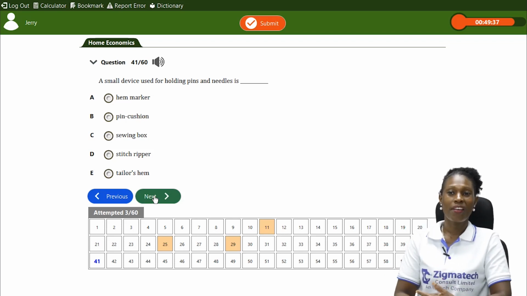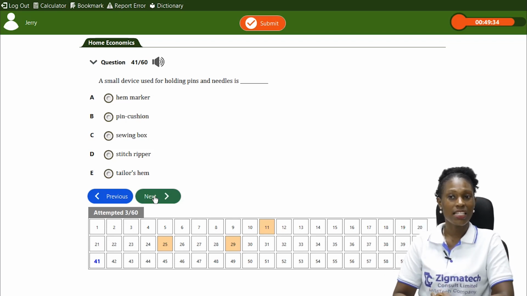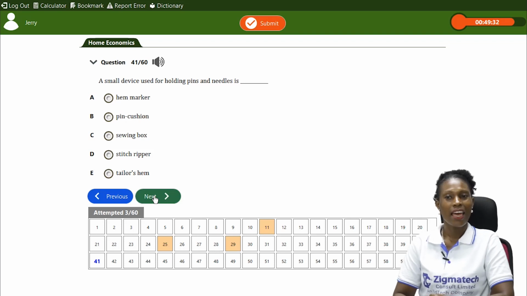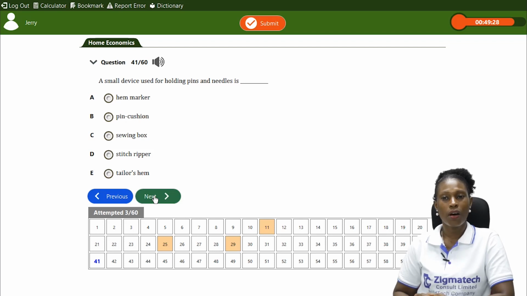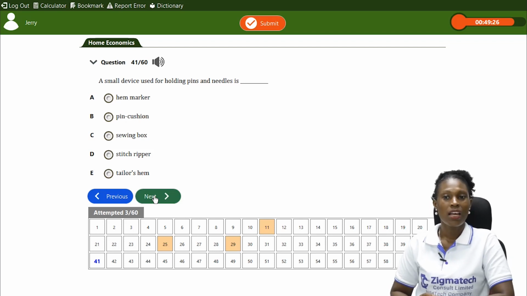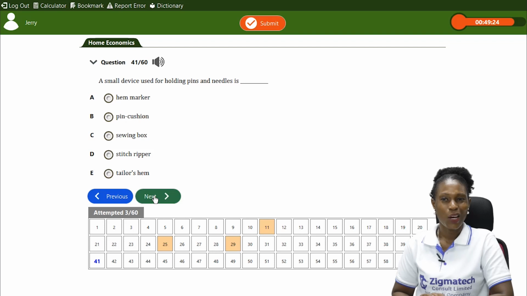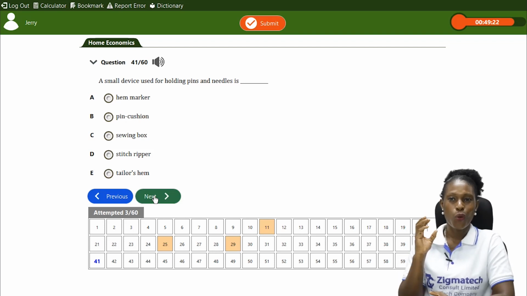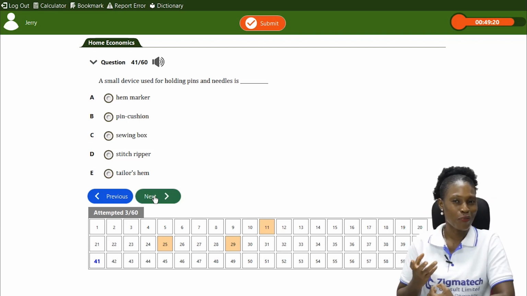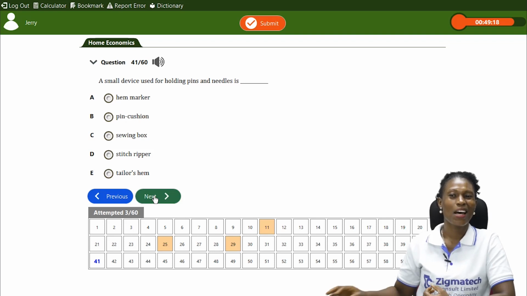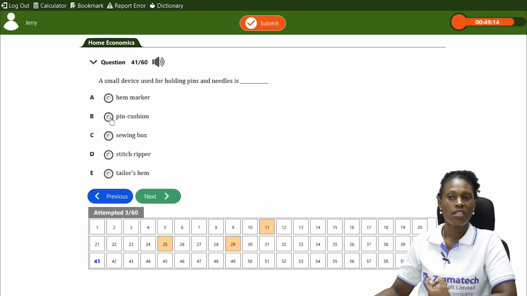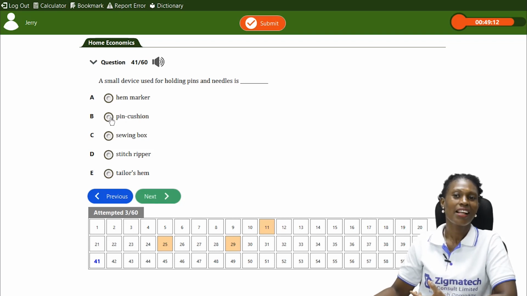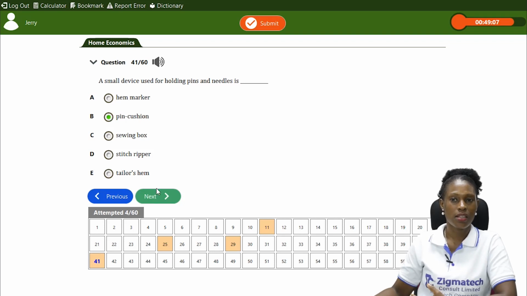Okay, a small device used for holding pins and needles is A, we have the hem maker, B, we have pin cushion, C, we have the sewing box, D, we have stitch ripper, E, we have the tailor's hem. Now, what's that small device that we use for holding our pins and needles? I'm sure you still remember. Yes, it's a pin cushion, okay? You use your pin cushion to hold your pins and needles. So the answer here is B. So B is the correct answer.